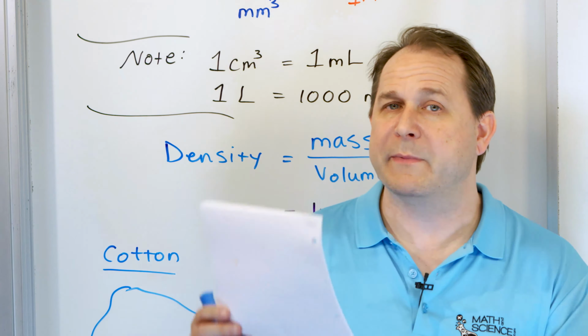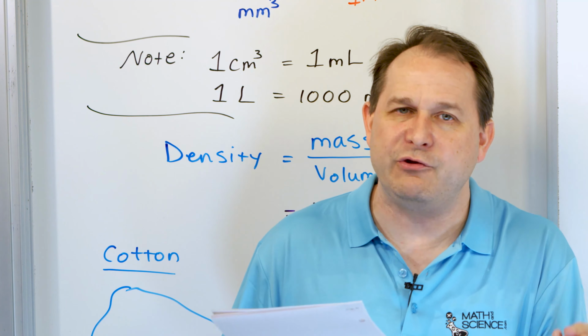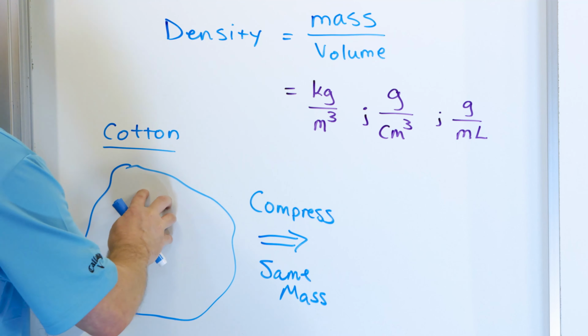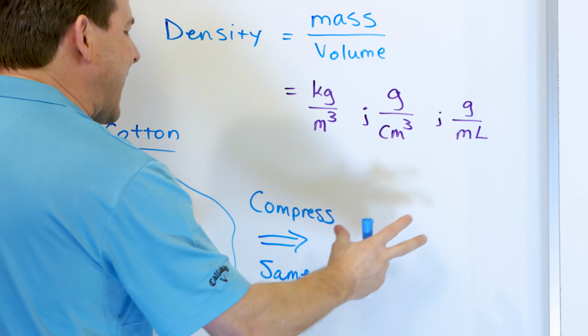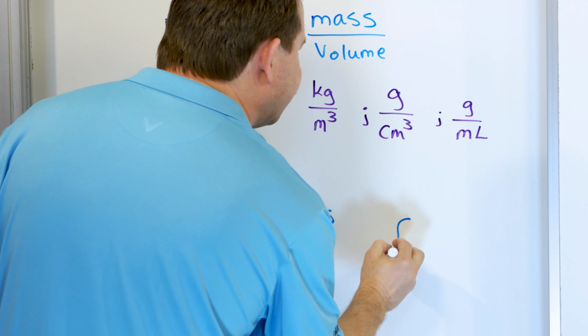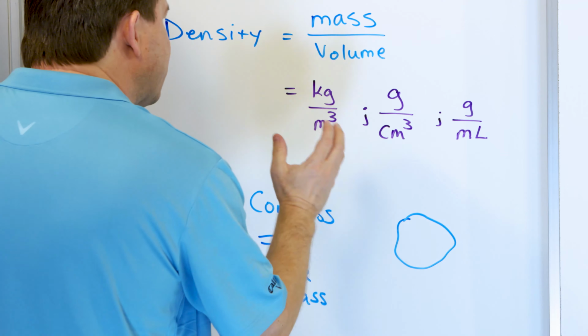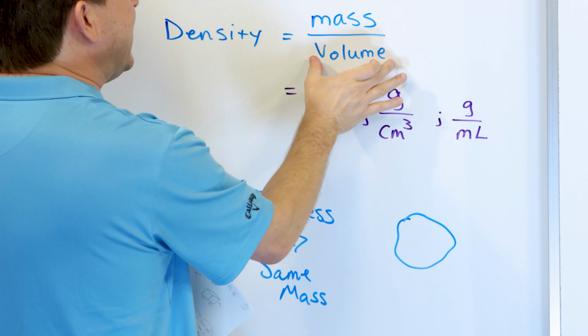So the mass is a total measurement of the amount of the substance you have, how much of it exists in front of you there. But if you take this cotton and you compress it, it has the same mass after you compress it, but after the compression, it's going to have a much smaller volume, right? So notice that density is mass divided by volume.